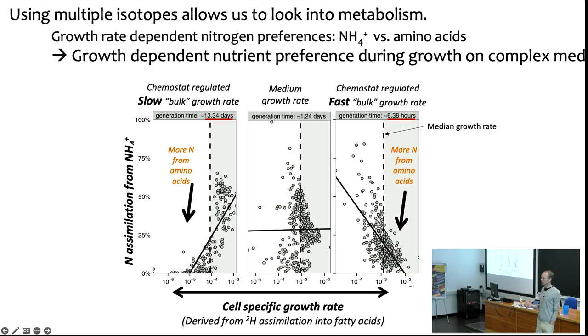So why is that? Why do the cells like ammonium or amino acids, and they like it in different ways depending on the bulk dilution rates? I don't know. This is a question that I'm confused about. But we can start to resolve nutrient preferences. I don't know why that is in this case.